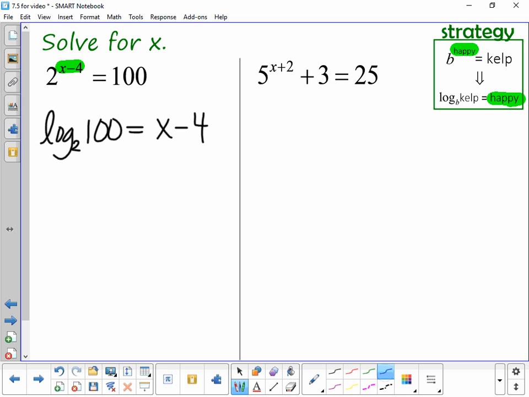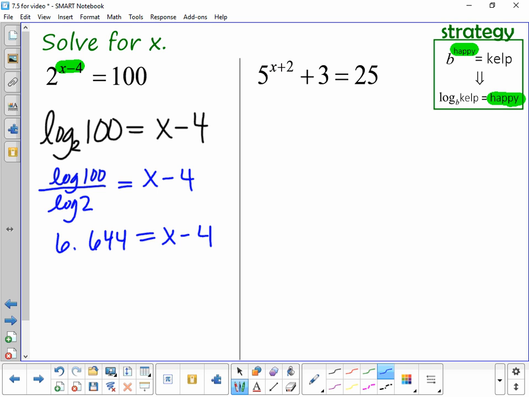Log base 2 of 100, if we use our change of base formula, that's the log of 100 divided by the log of 2. And if we calculate that amount, log of 100 divided by the log of 2 is about equal to 6.644, and that's equal to x minus 4. So to solve for x, we would just want to add 4. So we get 10.644 is equal to x.